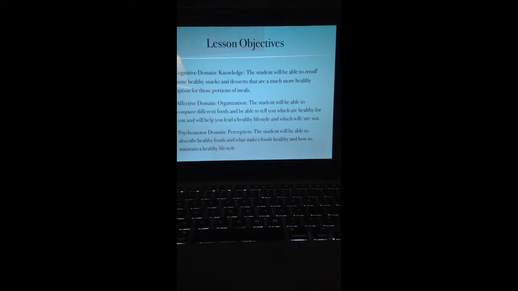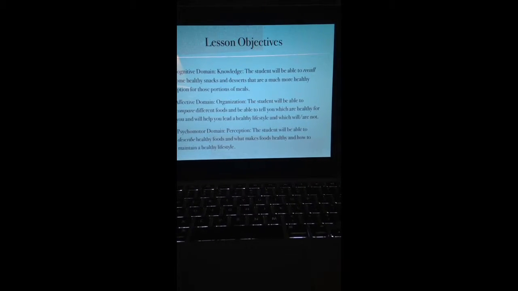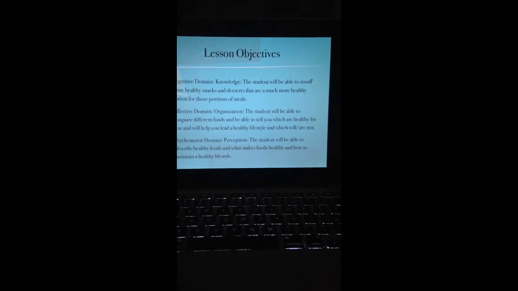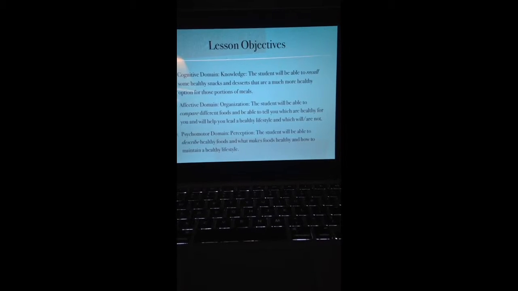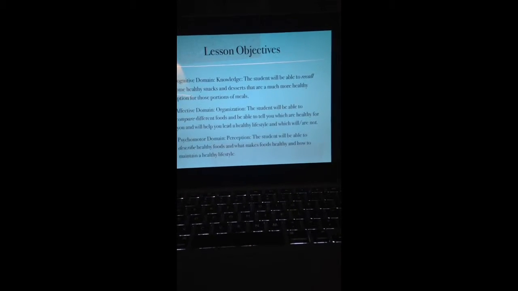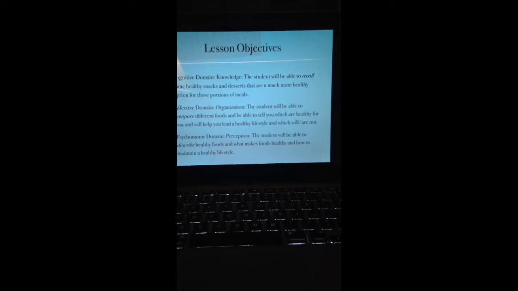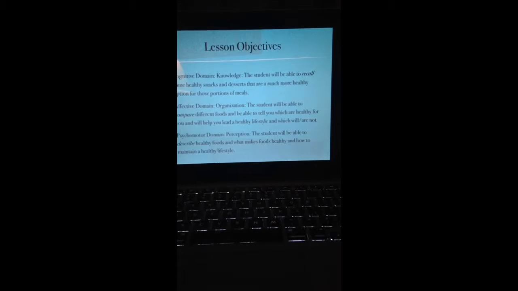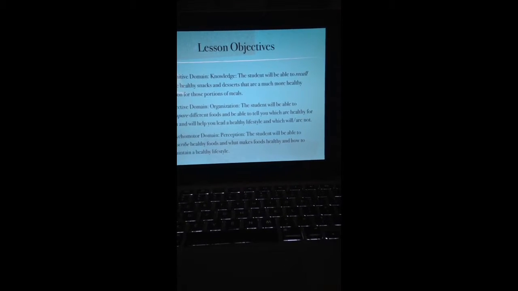The affective domain, I did the organization section. The student will be able to compare different foods and tell you which are healthy for you and help you lead a healthy lifestyle, and which foods are not good for you. The psychomotor domain, I chose the perception section. The student will be able to describe healthy foods, what makes foods healthy, and how to maintain a healthy lifestyle.